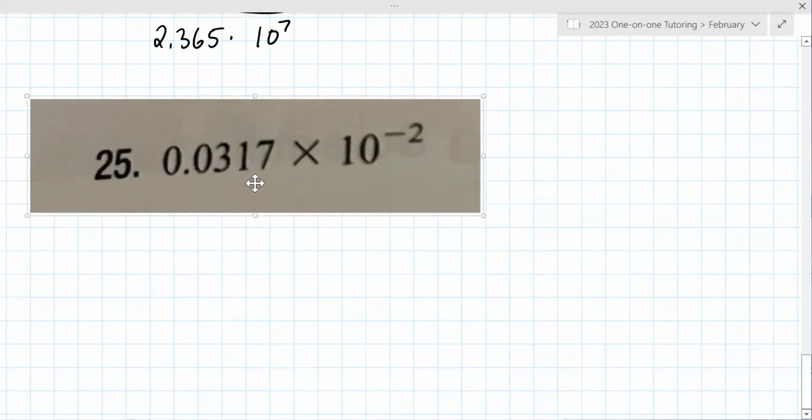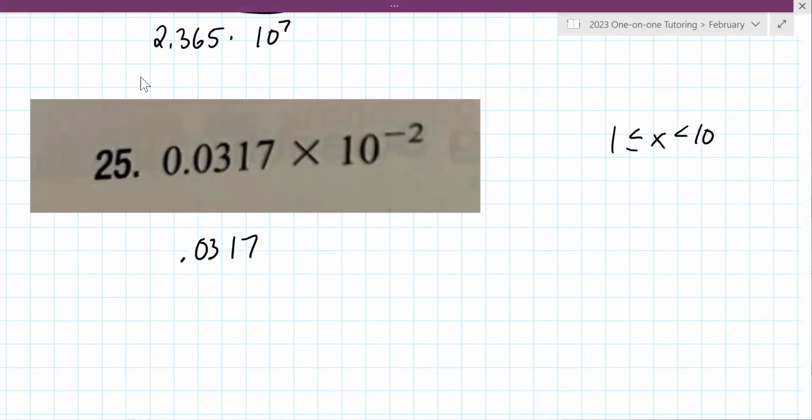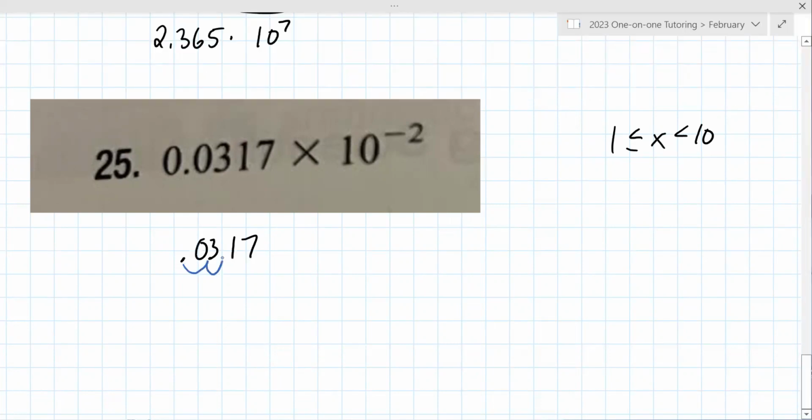Okay, so 25. Kind of the same question here. Is this number in front between 1 and 10? No. So which way do we move the decimal to make it between 1 and 10? We move it to the right. To the right. So it becomes 3.17. And don't worry about the 10 to the whatever up here. What do you have here? Is it -2 or +2? It's -2. And then you bring this one down, 10 to the -2.